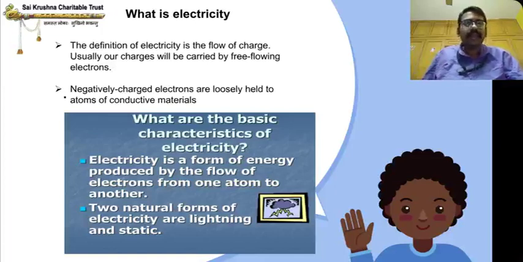Electricity is a form of energy produced by the flow of electrons from one atom to another. Two natural forms of electricity are lightning and static. Those two are the natural forms of electricity.